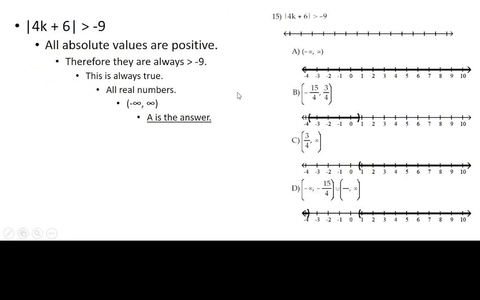And finally, number 15. The absolute value of 4k plus 6 is greater than -9. Again, this is a tricky one. Don't just blindly set up the form for solving absolute value greater than and make your two inequalities. All absolute values are positive. Therefore, they are always greater than -9. So this is always true. The answer is all real numbers, -infinity to infinity. A here. Okay, that's it.